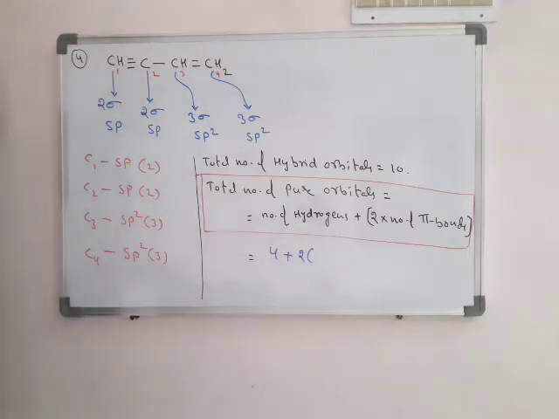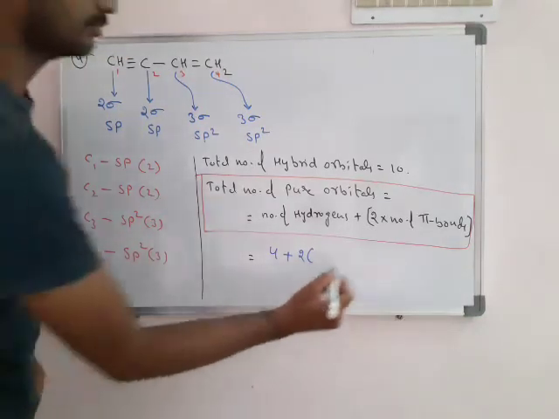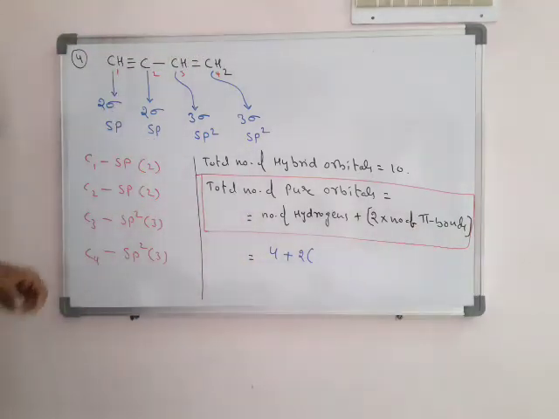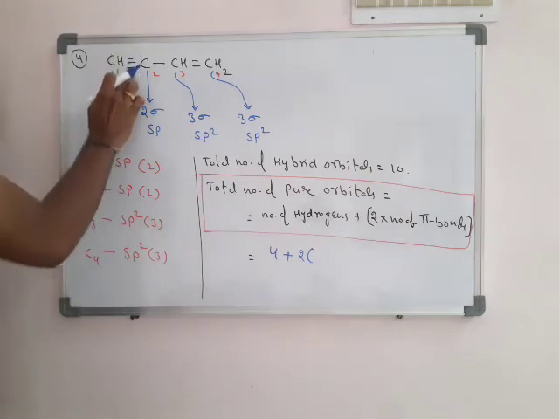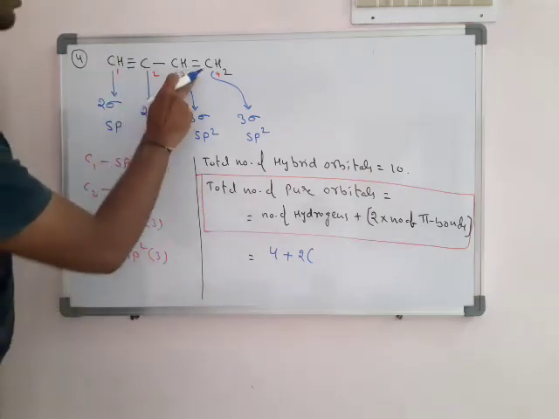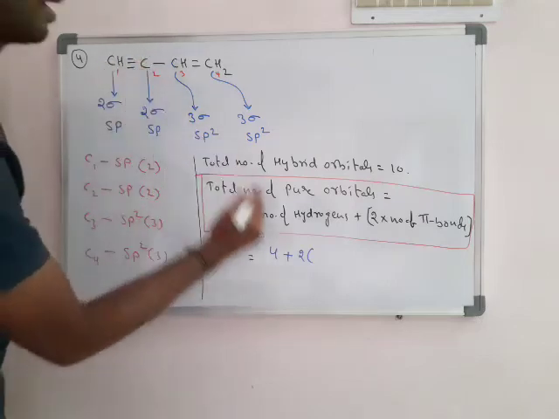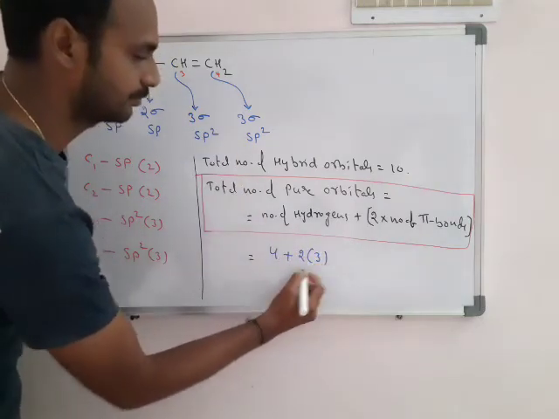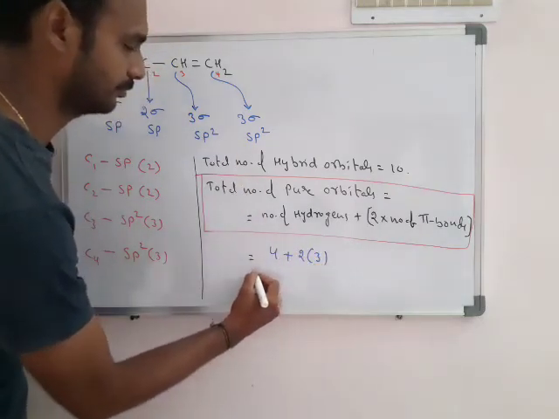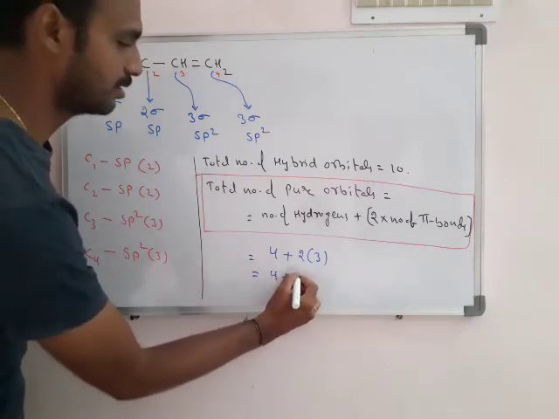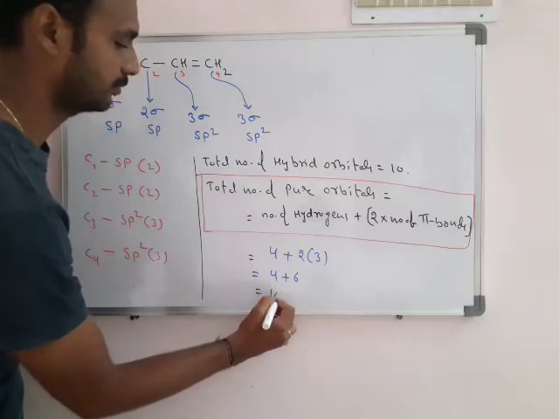So how many pi bonds? Here the triple bond has 2 pi bonds, here the double bond has 1 pi bond, so in total 3 pi bonds. Now 4 plus 6 is 10.